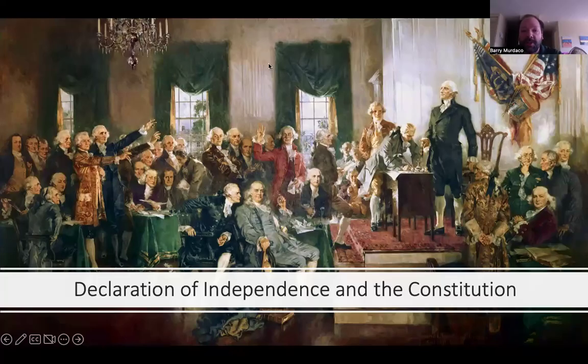Okay, so for this class, we're going to go over the foundations of the American government by looking at the Declaration of Independence, the Constitution, and the Federalist Papers. However, before we get into that, I thought we'd take a slight detour and try to talk a little bit more about how a capitalist system operates.